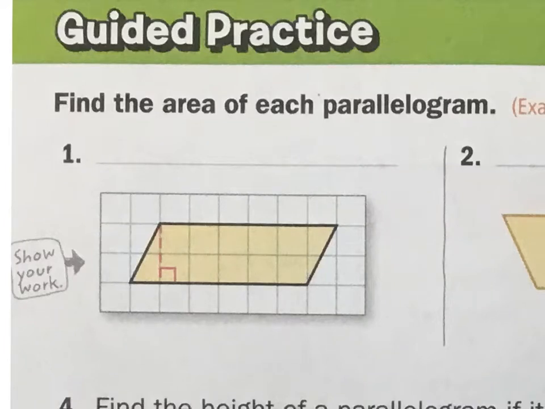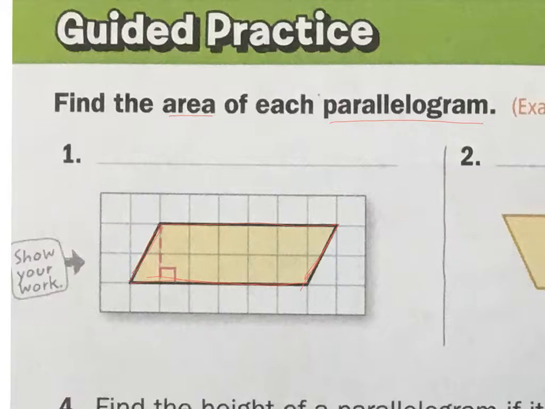This is the guided practice for 9.1. On these, we want to find the area of a parallelogram. So you have a parallelogram in number 1. This side and this side are parallel, and this side with this side are parallel. A parallelogram has two pairs of sides that are parallel.